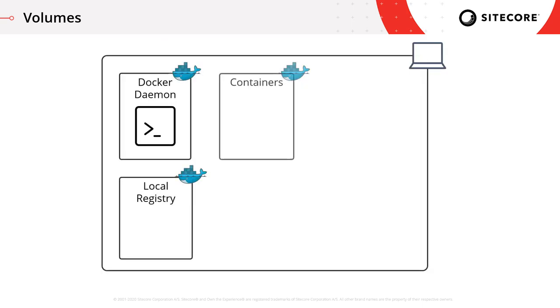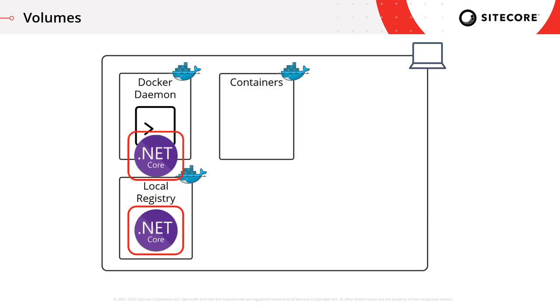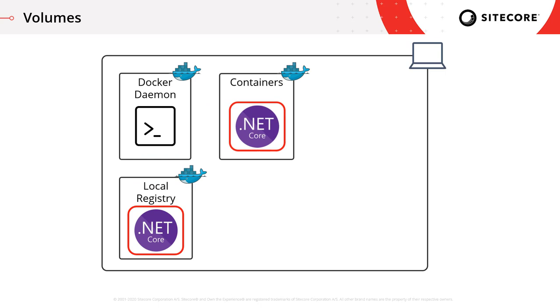Another concept I want to touch on is the concept of volumes. If we look at the same example, we've created a custom image based on the .NET Core framework. We can create containers based on that image. If I make a change to the .NET code, that's a compiled language, so I'll have to rebuild that image and redeploy the container. But what if I'm just making changes to static files? If I'm just changing HTML or CSS, I don't want to go through that overhead of that build process.